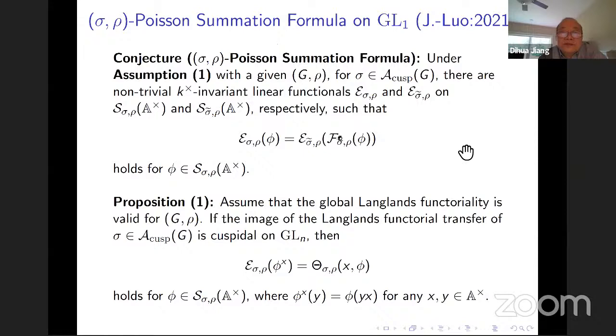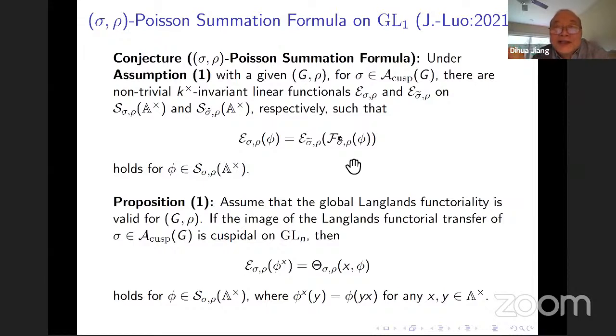And then the conjecture, for the Poisson summation formula. So we call this the sigma, rho Poisson summation formula. Under assumption one, the local Langlands conjecture, and taking cusp forms, there are two non-trivial invariant linear functionals, epsilon sigma rho, epsilon sigma tilde rho, over this sigma, rho Schwarz space and sigma tilde, rho Schwarz space, respectively, such that this identity holds.